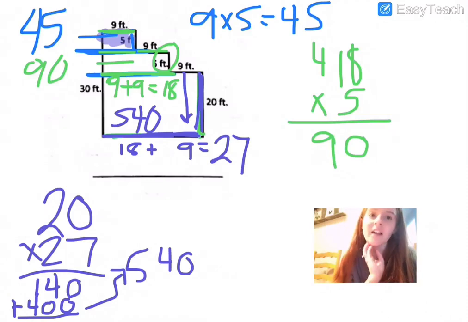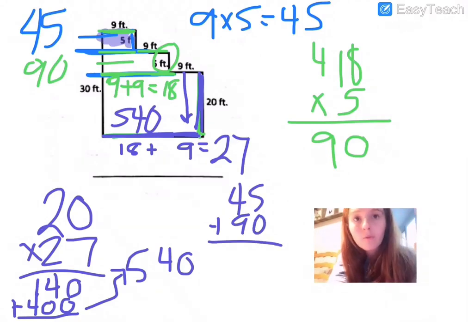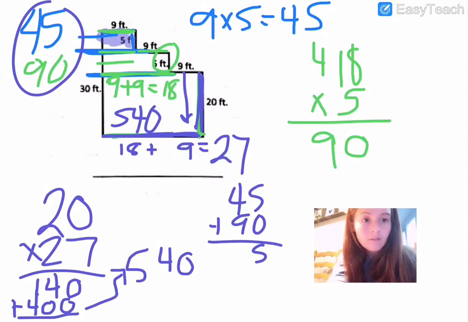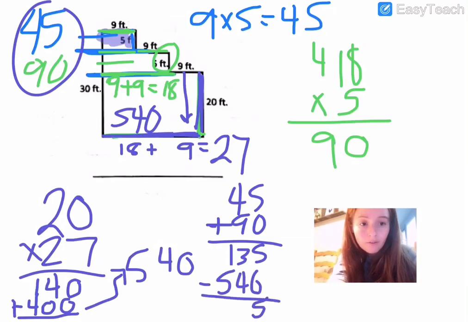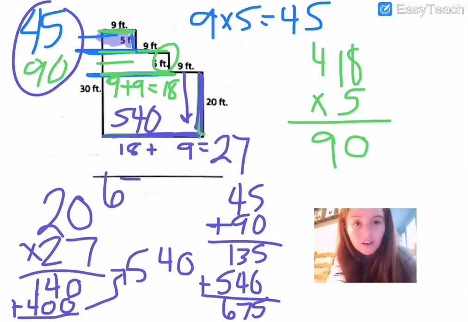And then now I just have to add all of the square units I found together. I've got to do 45 plus 90, and I got those from over here. 135. Then I got to do 135 plus 540. So 675. So this figure is 675 square feet.